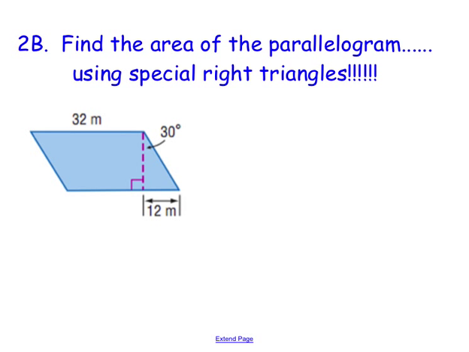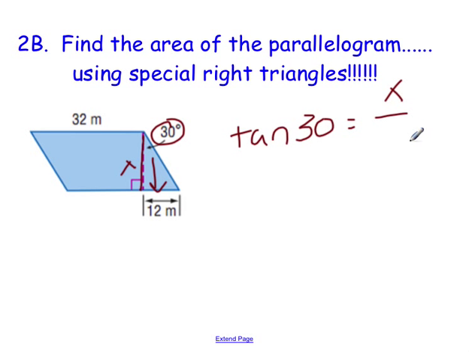So for letter B, we want to figure out what this is going to be. So we need to figure out the height again. So I see that I want to know the adjacent to the angle I know, and I know the opposite. So that means I need to use tangent, because tangent is opposite over adjacent. So tangent of 30 is equal to opposite over adjacent. So again, to solve for x, I'm going to have to multiply both sides by 12. So x is equal to 12.